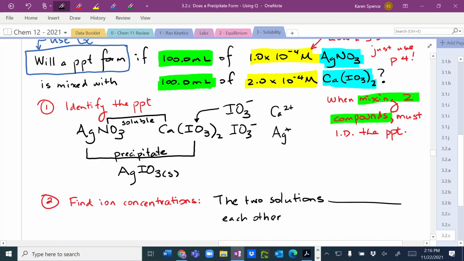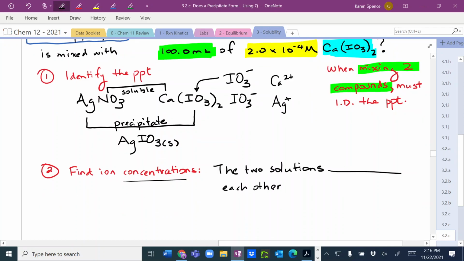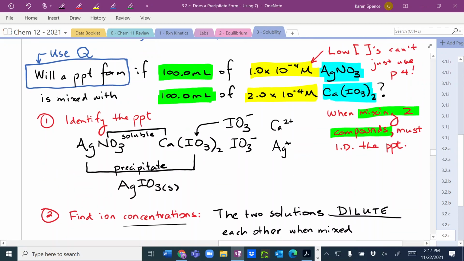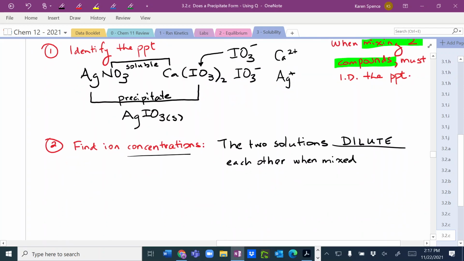They do react, but even more than that, because we're looking at finding our ion concentrations, before we know if we get a precipitate, we have to take into account the fact that the two solutions dilute each other when we mix them. We go from having a volume of 100 milliliters to having a volume of how much? 200 milliliters, right? Because we mixed 100 and 100. So when we are finding our ion concentrations, we will have to do a dilution calculation.